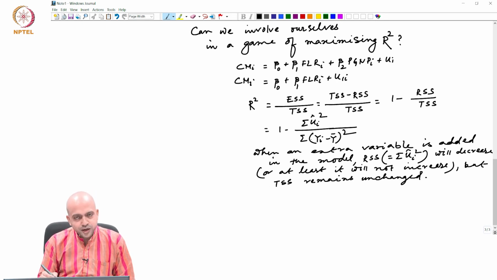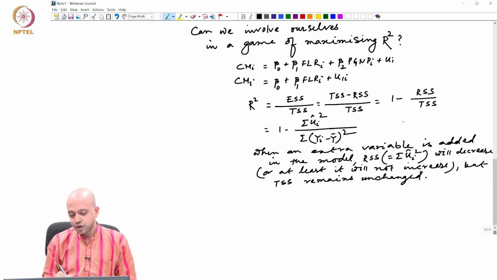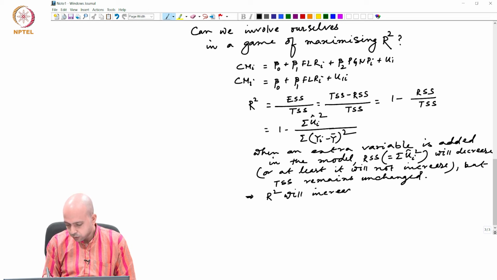So, if the denominator remains unchanged and the numerator decreases due to an additional variable in the model, what will happen to R square? R square will increase when an additional variable is added to the model. So, we can say that R square is basically a non-decreasing function of any additional or extra explanatory variable.